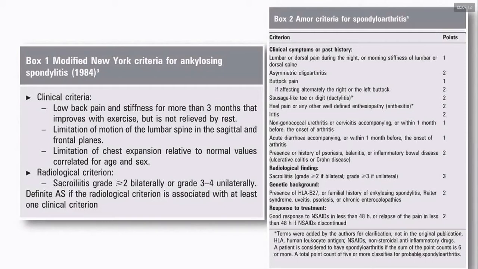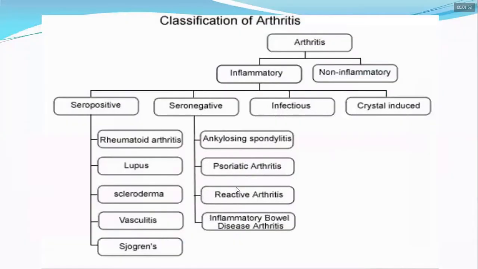This is the classical presentation of ankylosing spondylitis, that is seronegative arthritis. Low back pain and stiffness for more than 3 months, that improves with exercise but is not relieved by rest. Similarly, there is limitation of motion of the lumbar spine in both sagittal and frontal planes. That means he cannot do flexion, extension and lateral flexion. And another is limitation of chest expansion relative to the normal values correlated for age and sex.